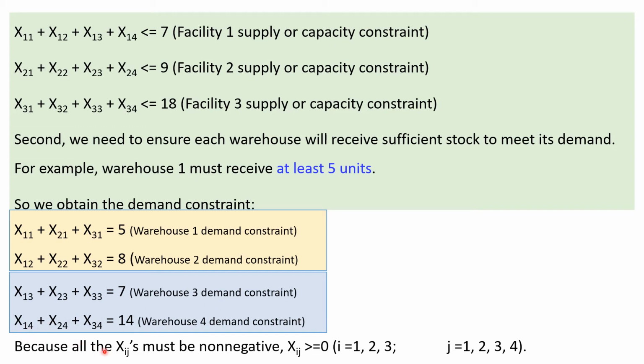And the last one is the non-negativity, that is, Xij must be non-negative, that is, greater than or equal to 0, where i represents 1, 2, 3, the production facilities, and j represents the 4 warehouses. So this is how to formulate a transportation problem from a real business problem.